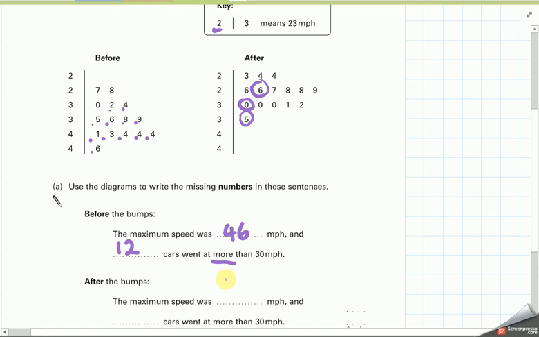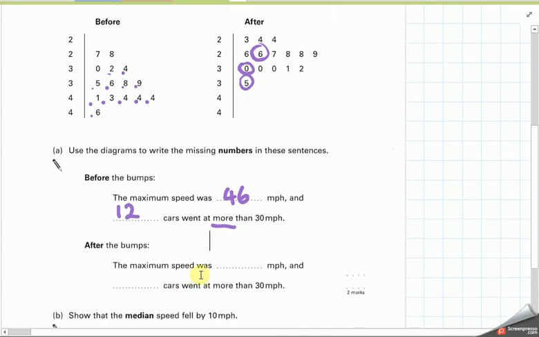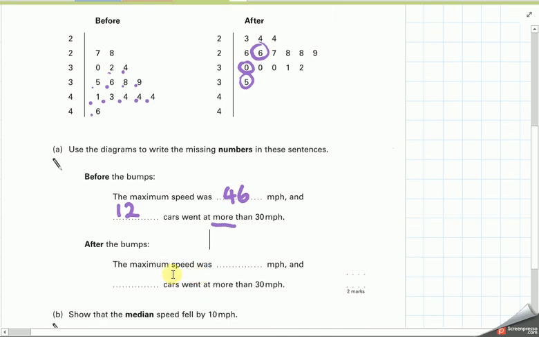Stress the more. It did not say 30 or above. It says more, strictly more. After, the maximum speed was now? 35. How many cars went more than 30? 3. Just those 3. Okay. If you'd made that mistake both times, I would probably expect you to be allowed.